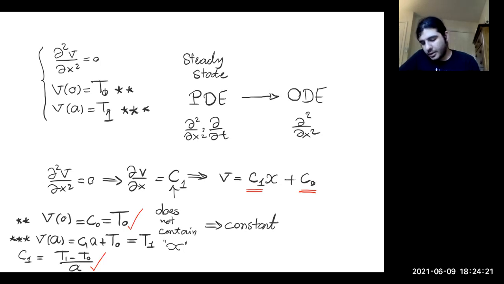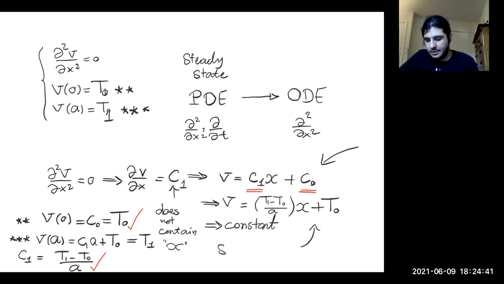Now, if we plug those into the solution we have here, we see that v is equal to T1 minus T0 over A times x plus T0. We have our steady state solution.